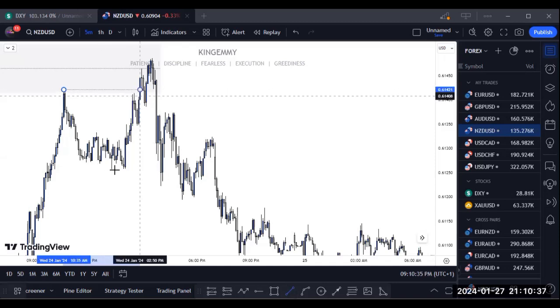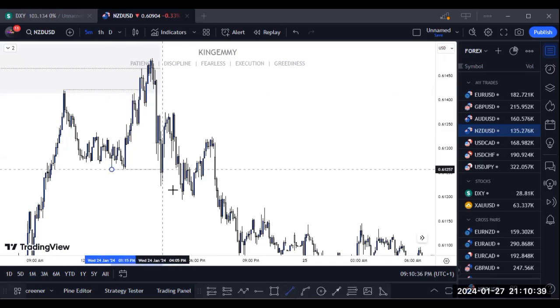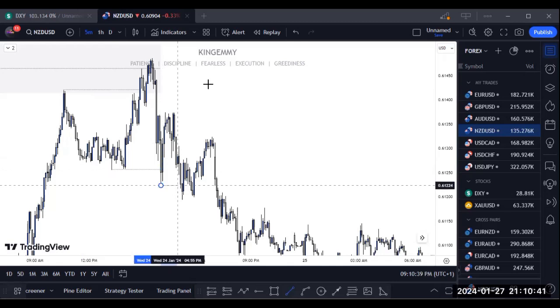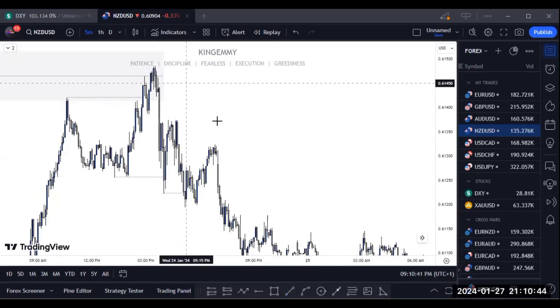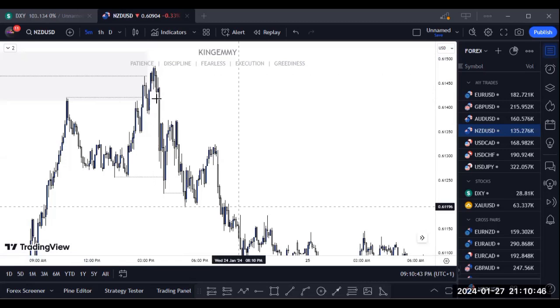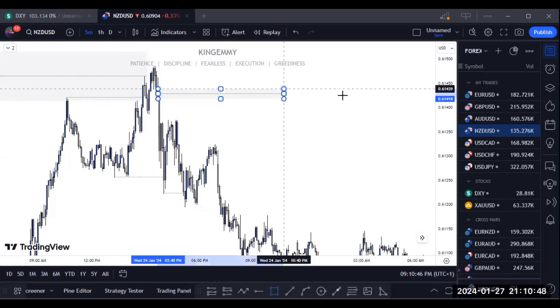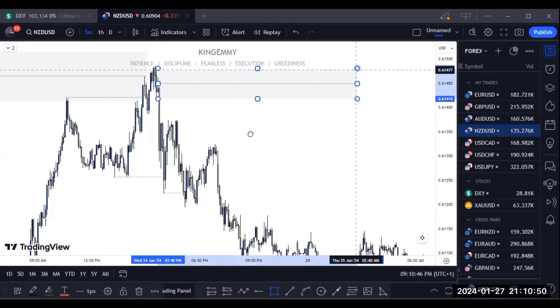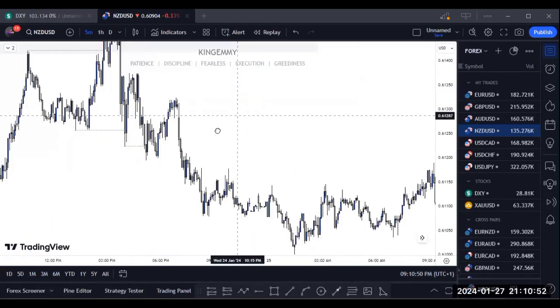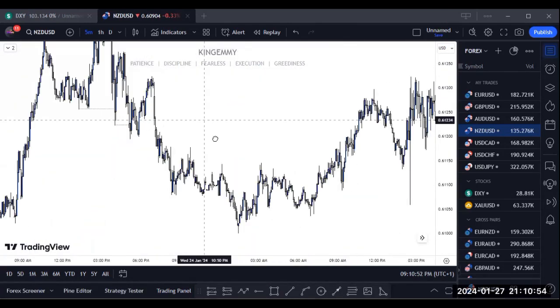We had this first break, right? Second break. So automatically our entry should be where? So we are around this particular place. But what happened? Market left us. So I was waiting for the market to do its thing first.